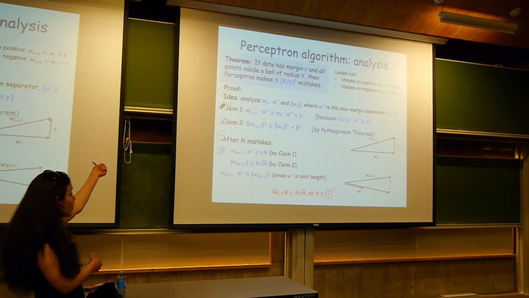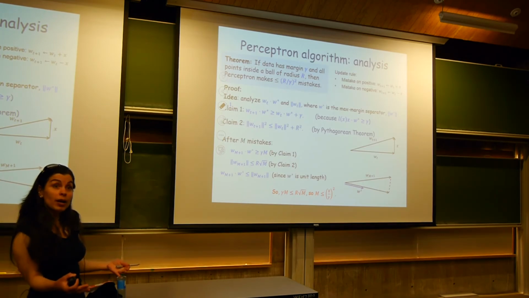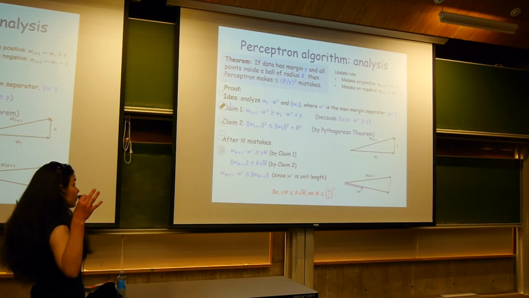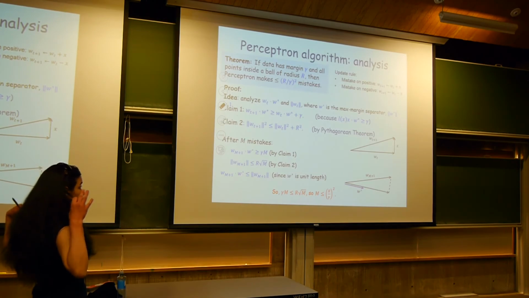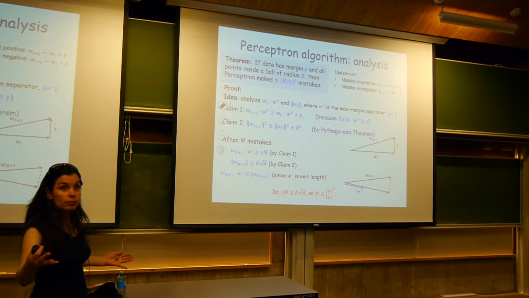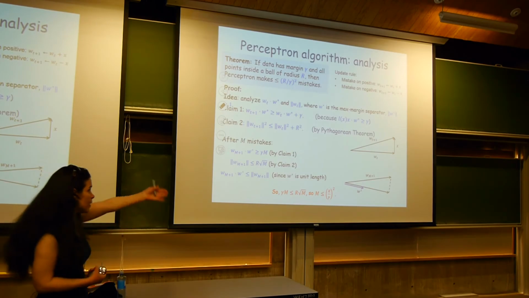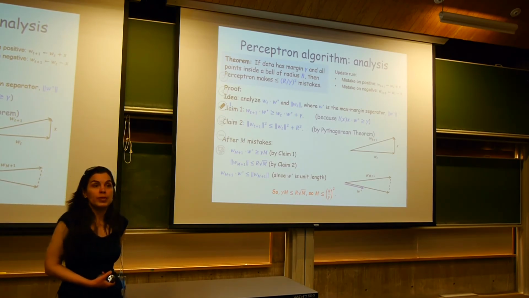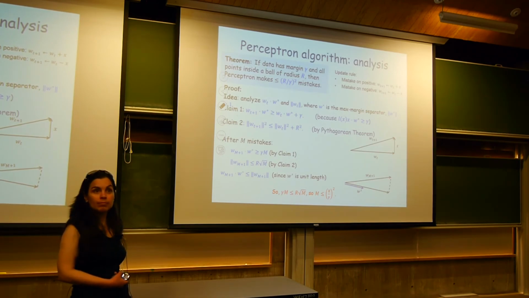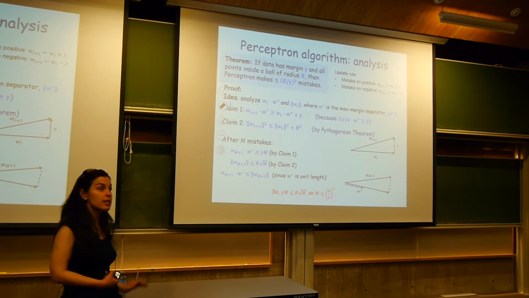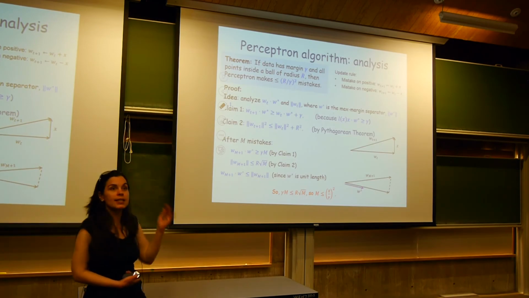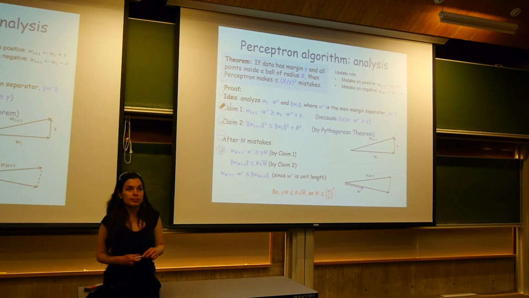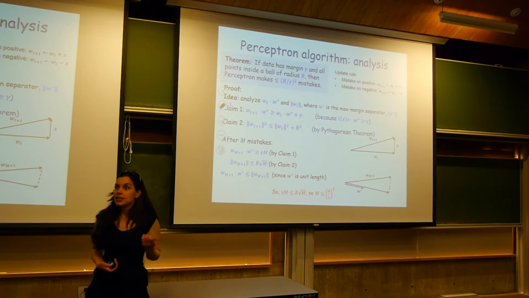We can argue that every time we make a mistake, the dot product between the current weight vector and W star goes up by at least gamma, and also I'm guaranteed that the length squared of the current weight vector doesn't go up by too much. And by using these two facts and basic geometric intuition, we can immediately come up with this upper bound on the number of mistakes that the perceptron makes as a function of the geometric margin of the data set. Okay, so that's pretty much the analysis.